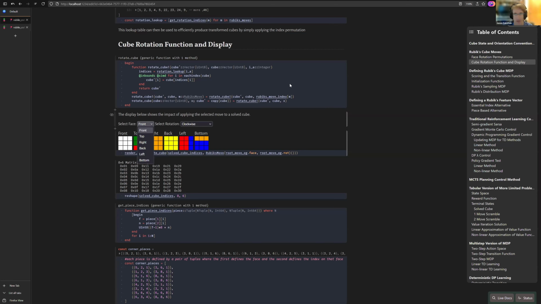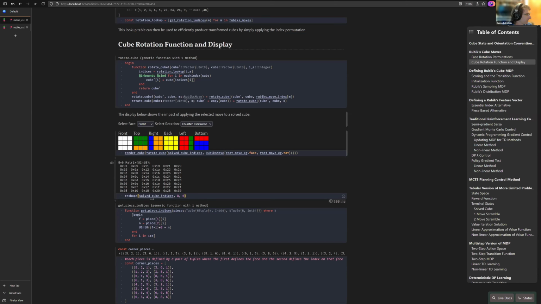So here, just to do a sanity check that this is working properly, this is starting from a solved cube, and I rotate the front face clockwise, and then I can rotate it counterclockwise. And this is just showing, with the ordering convention I already set up, what the rotated cube should look like if I actually color it.